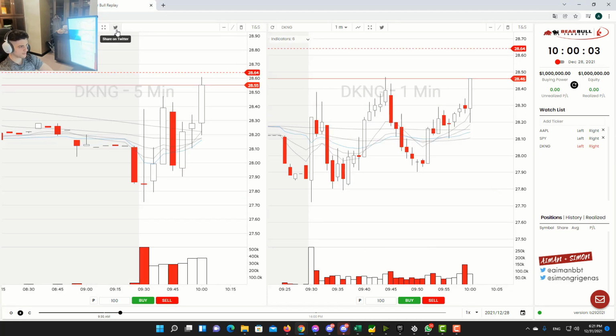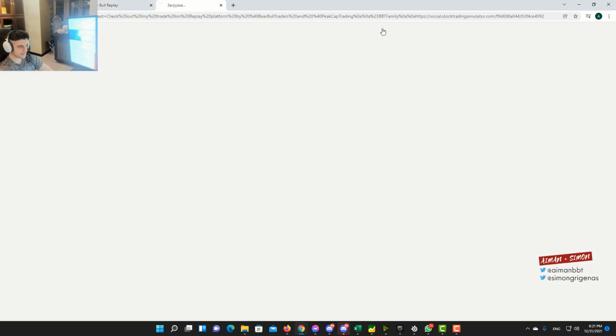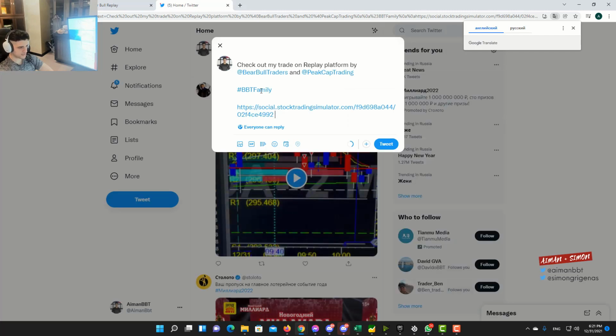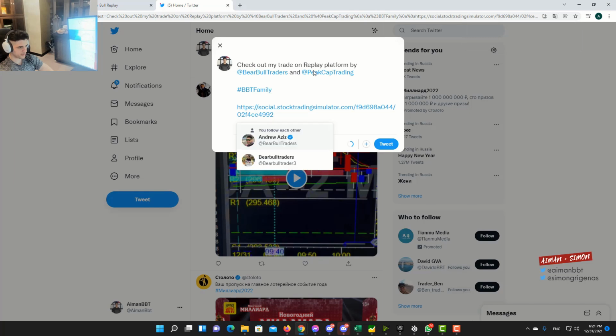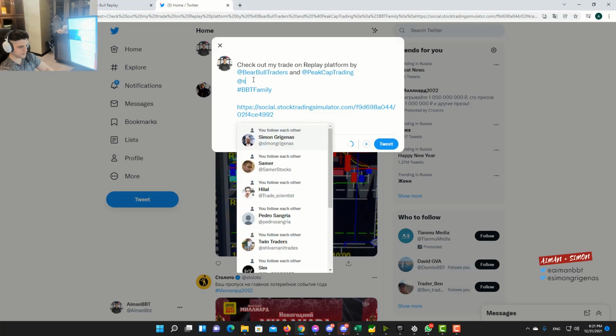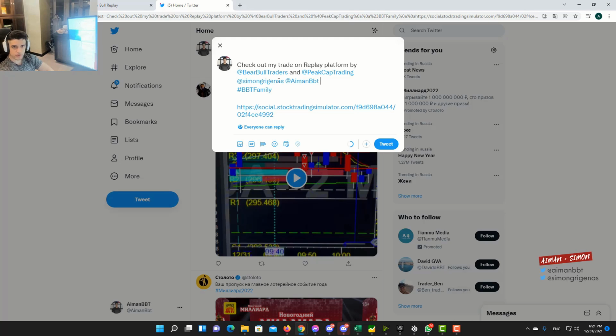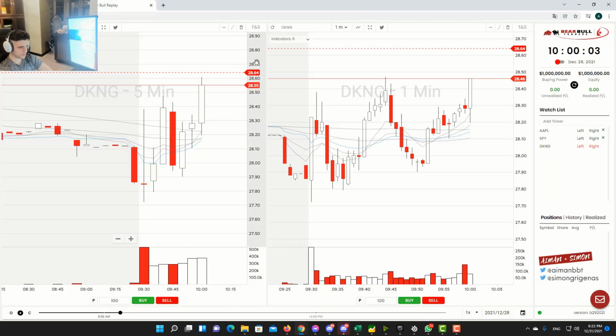The other feature we've added is the share on Twitter. You can just simply click on the button for share on Twitter after you've executed your trades, and it will redirect you to the Twitter page. This is the screenshot. This is Andrew being tagged and Peak Capital Trading. If you want me and Simon to comment on your trades, make sure to just tag Simon or tag me as well with your questions, and we are more than happy to answer them and help you with your trades.